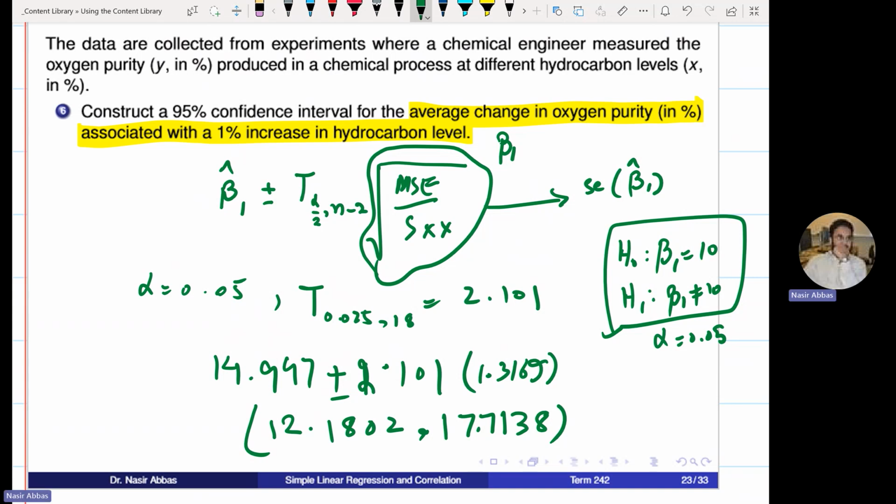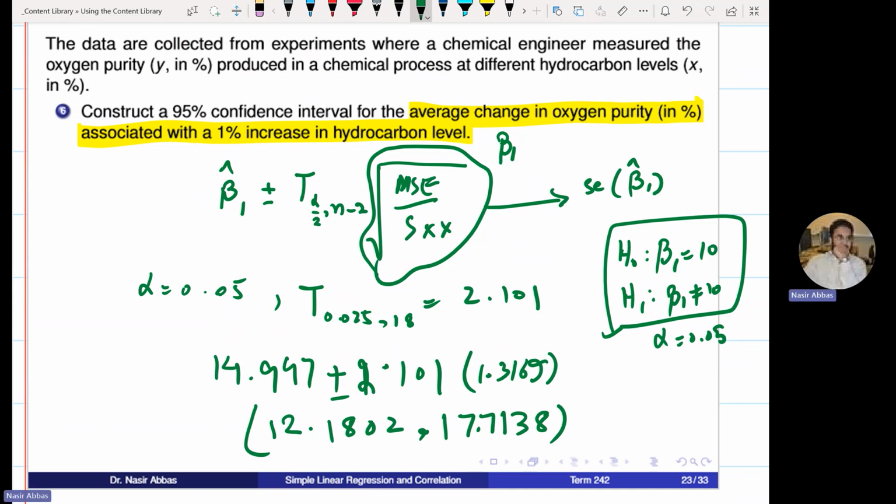According to the confidence interval approach, how do you make decision? If the H0 value belongs to the interval, you go with H0. Otherwise, you reject H0. Does it belong to the interval? It doesn't. So you will reject H0 in this case, and you will say that the average change in purity due to a unit change in hydrocarbon level is not 10. It's significantly different from 10.